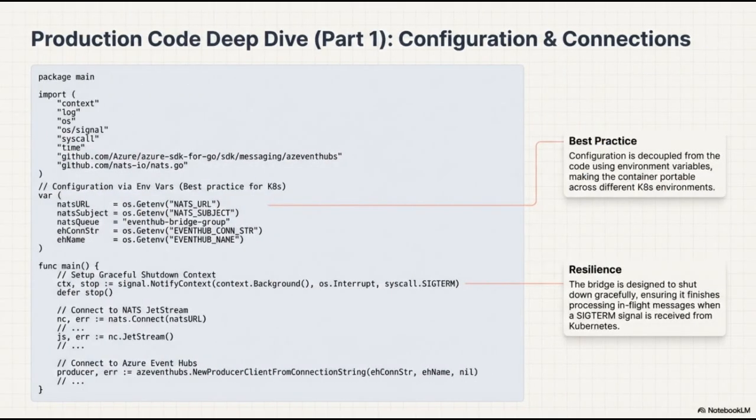In this deep dive into production-ready code, we focus on initial configuration and service connections. Starting with the global variable block, we see that configuration is decoupled from the application logic by using environment variables.